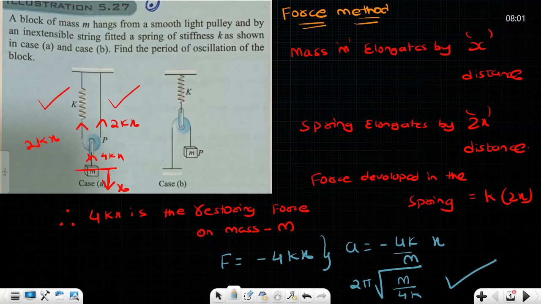Now, since it is a recorded video, sir, you can pause it and note down. I am also explaining the energy method.